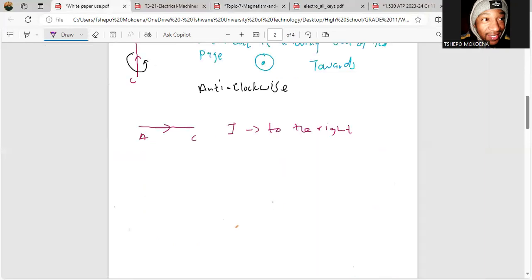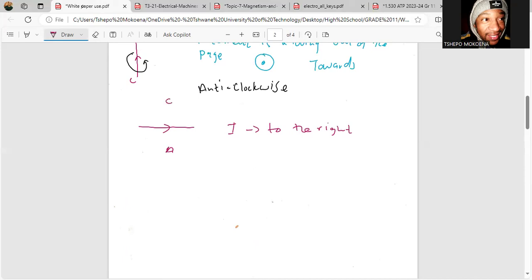So in this case, that means our magnetic field at the bottom, okay, let me erase this. At the bottom I'll name it section A, and at the top I'll name it section C.